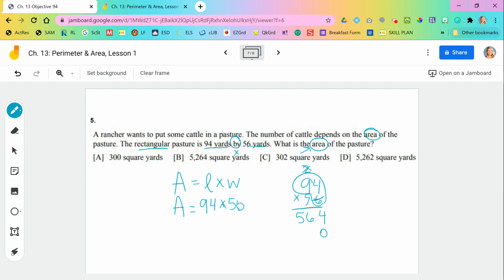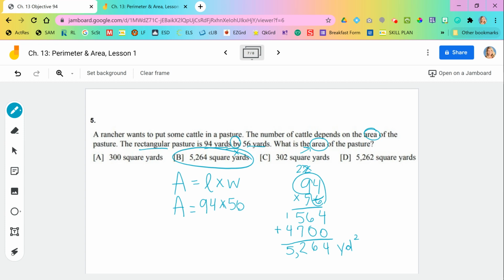All right, so now I'm going to say 4 times 5 is 20. Put my 0, carry my 2 next door. 9 times 5 is 45. Plus 2 is 47. 7 plus 5 is 12. So I get 5,264 yards. Since we're finding area, I do have to say square yards.